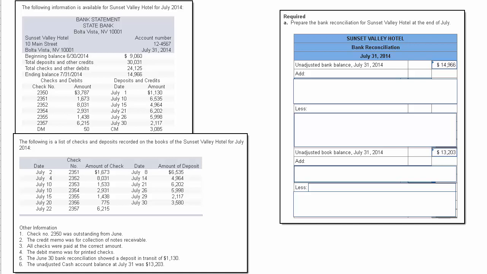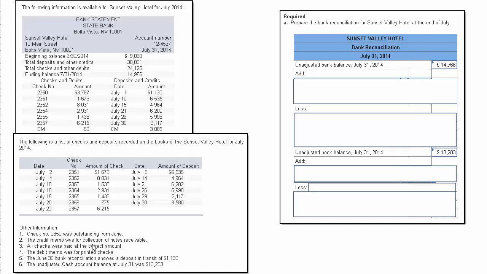It was reflected on this schedule when we prepared the bank reconciliation last month. But at this point, it's cleared, which means the bank knew about it. We've already got it recorded in our books, so there's nothing to adjust here. Let's look at number 2.